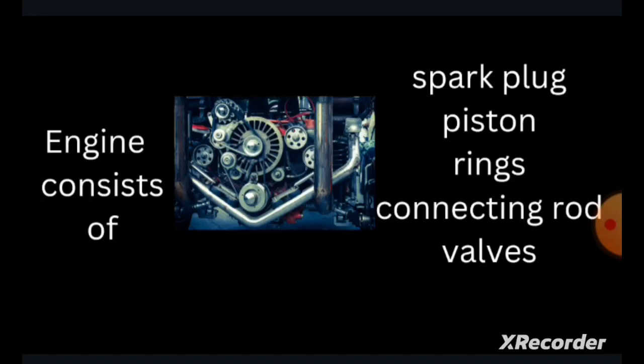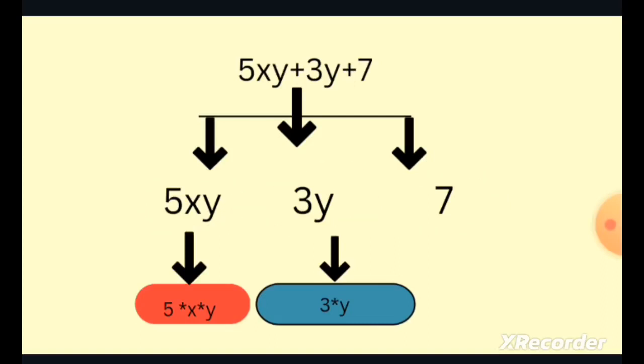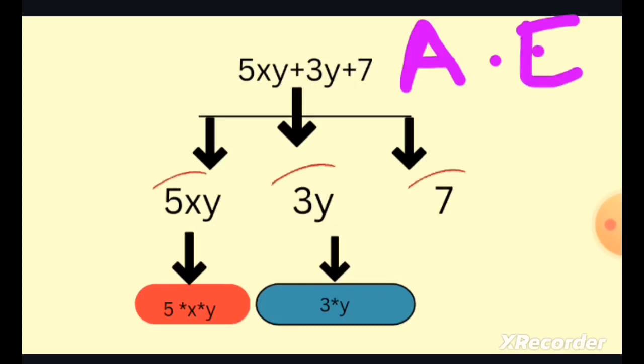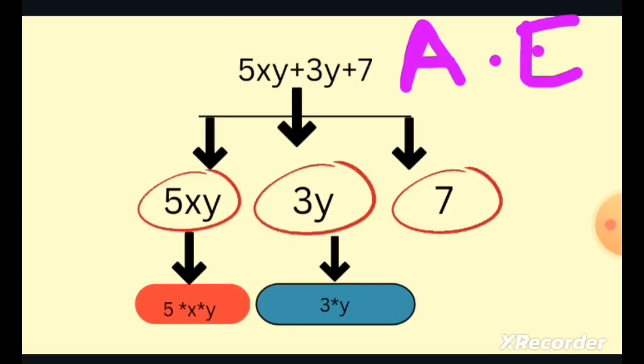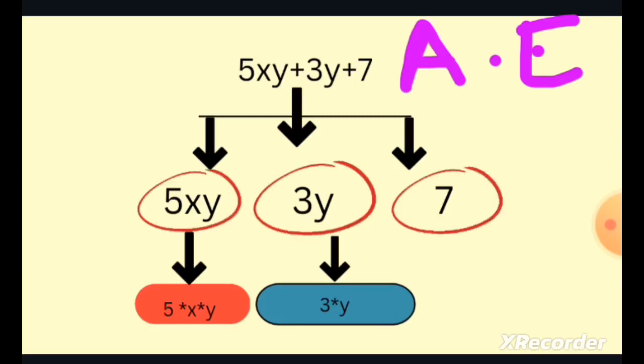Let's see how with the help of an example. As you can see here, 5xy plus 3y plus 7. This is an example of an algebraic expression. Now, what can you see in this example? What is this algebraic expression made up of? Yes, an algebraic expression is made up of constants, variables, coefficients and mathematical operators.